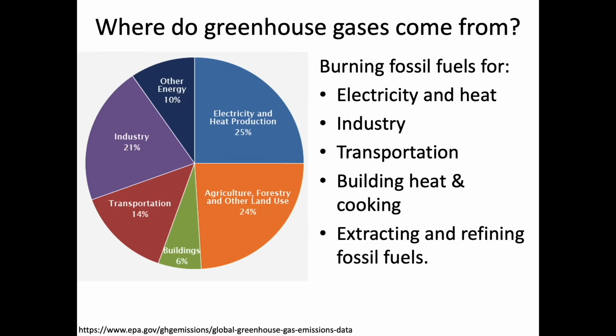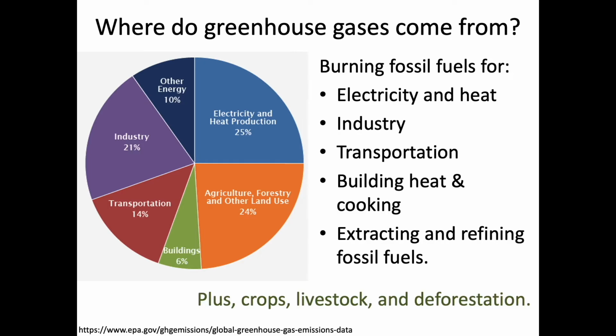So, what isn't fossil fuels on this graph? Mostly, it's the 24% that's agriculture, crops and livestock, and deforestation. And the graph doesn't account for the work that ecosystems do to remove carbon dioxide from the atmosphere in plants and soils. That carbon removal offsets about 20% of the agricultural emissions.